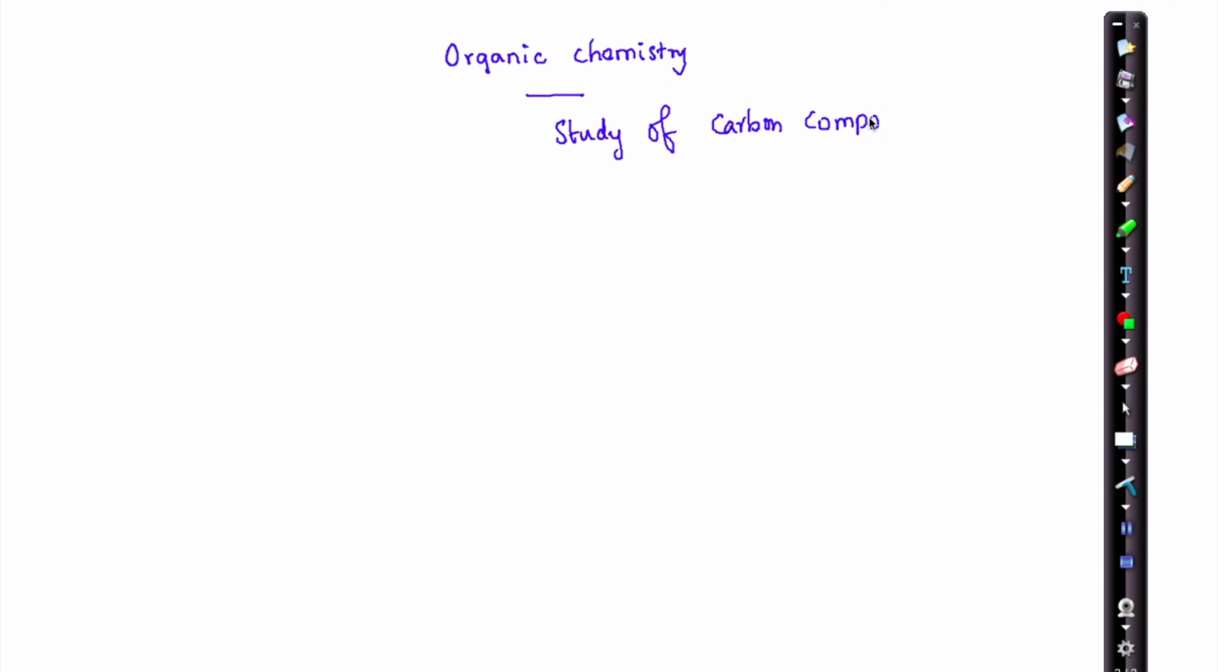For example, polymers. Polymers are long and branched chains of molecules. Examples are nylon, polyethylene, polycarbonates. These have a carbon skeleton, which can be either a branched one or a straight chain. And the next example is petrochemicals.